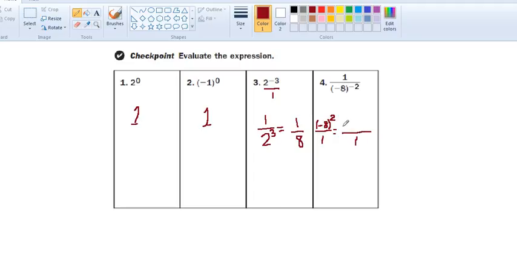Think about what negative 8 squared means. It's negative 8 times negative 8. A negative times a negative is a positive. So this one comes to 64, or 64 over 1.